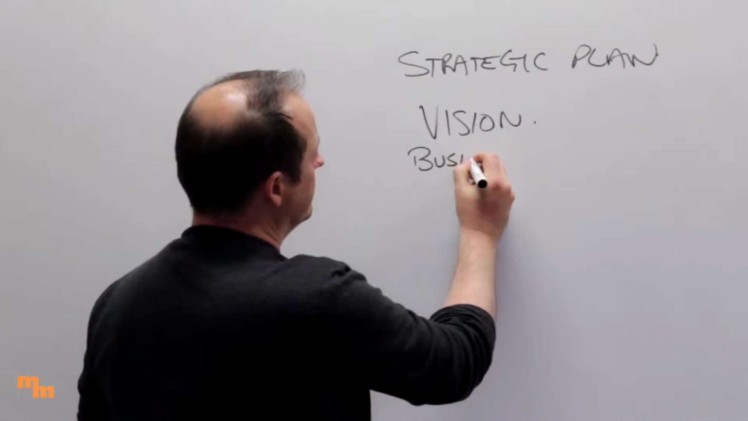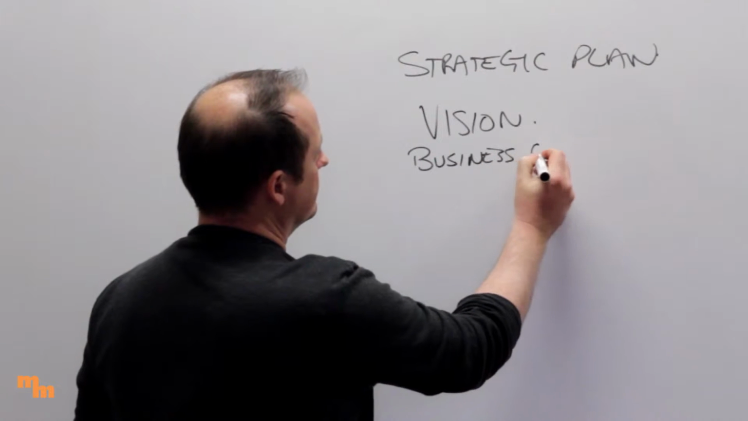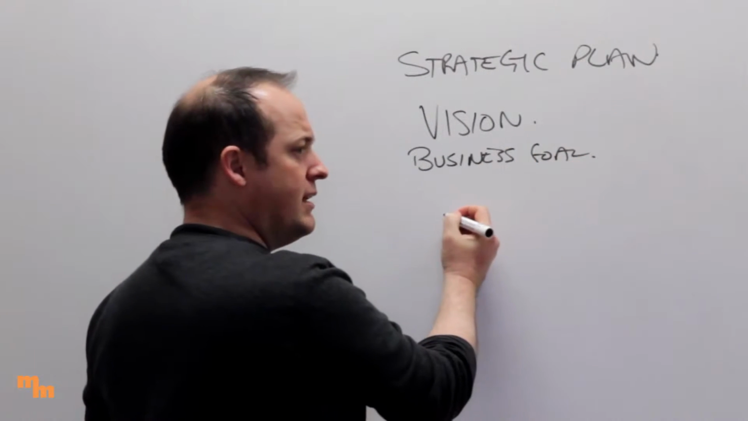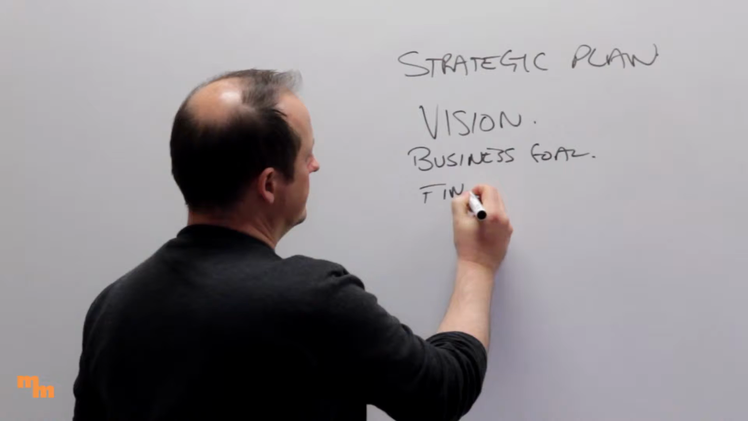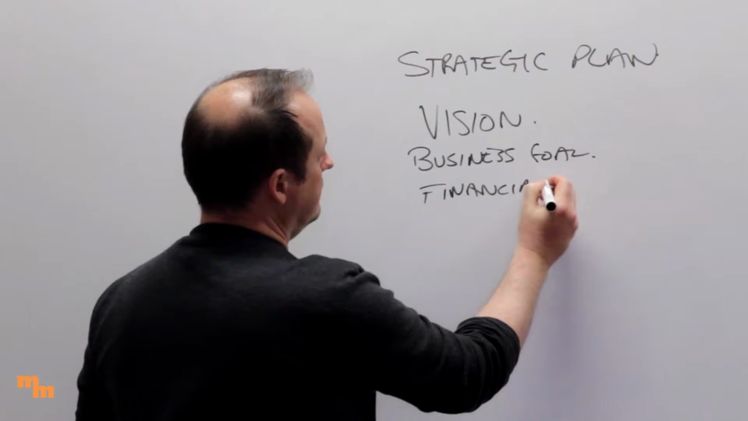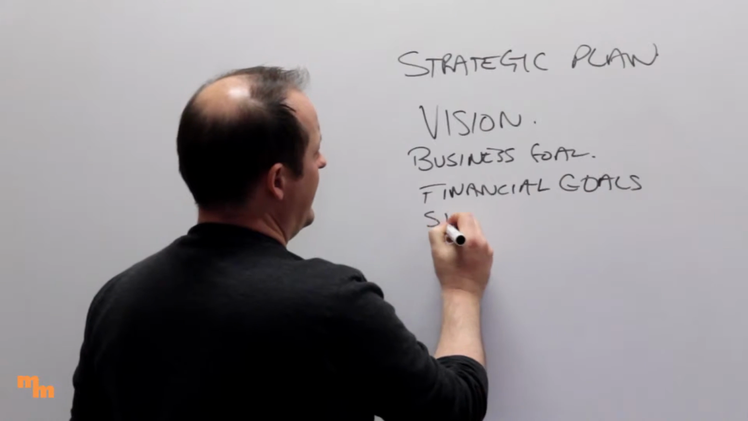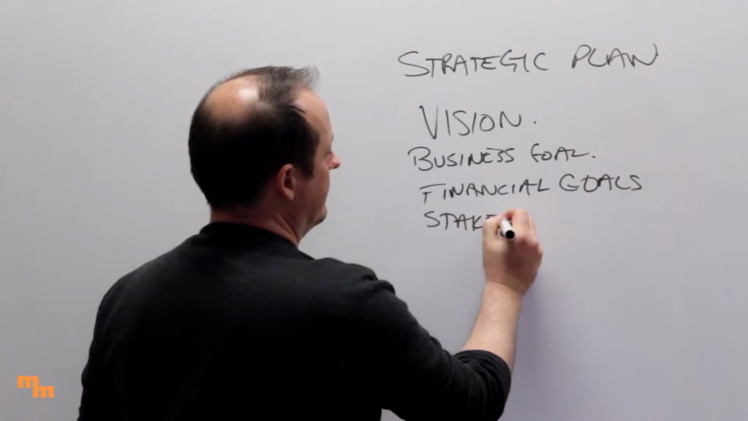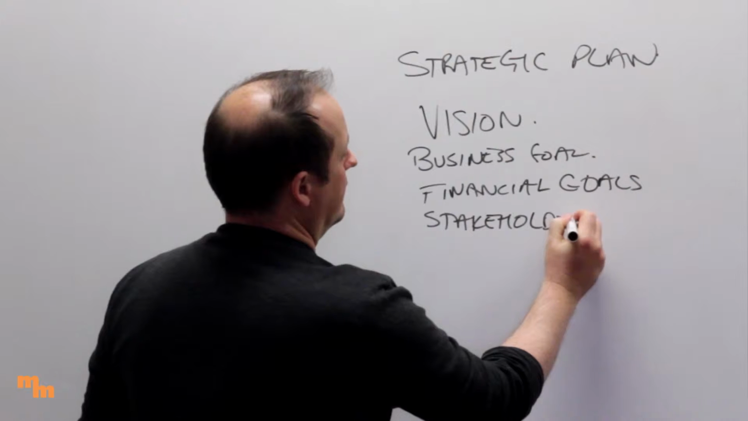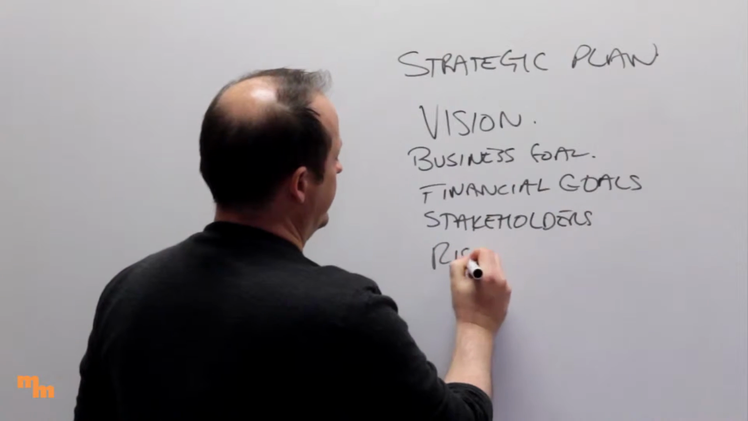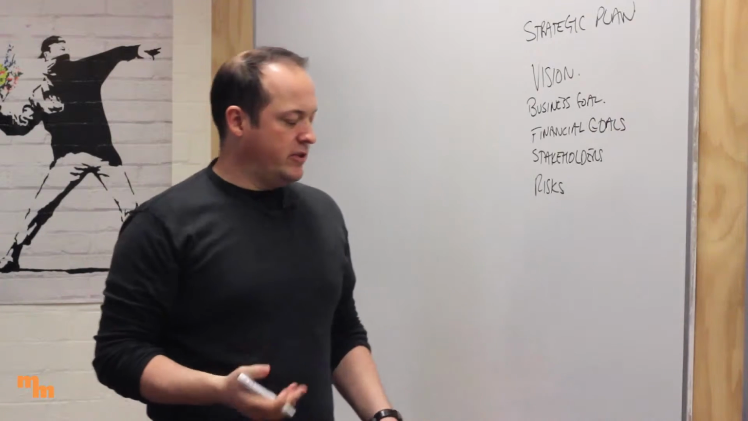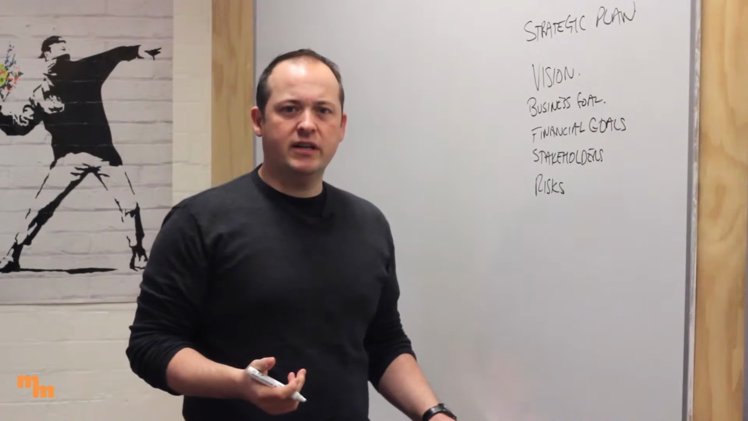So the business goal, we're going to start thinking about our financial goals. We need to think about stakeholders all the time. And we're going to talk about risks, because that's something that's always going to be there that we always need to consider.